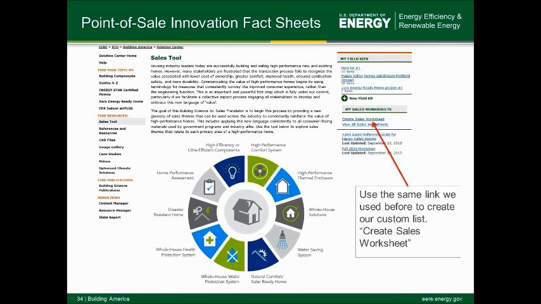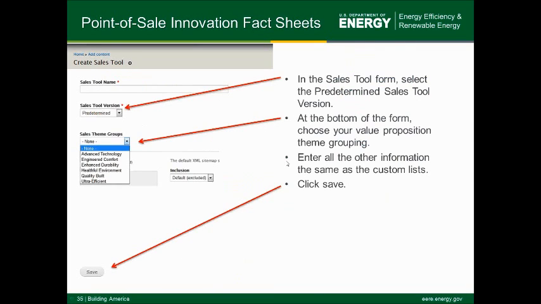So again, I'm on my sales tool page, but I can be anywhere throughout the Solution Center. I use the same tool to create custom lists or to create my value proposition predetermined lists, as we call them in the tool. So again, I'm going to click on Create Sales Worksheet. And here, I still have all of my same information, but the only thing that's going to change is the version that I pick. Instead of picking the custom list, I'm going to pick the predetermined version.